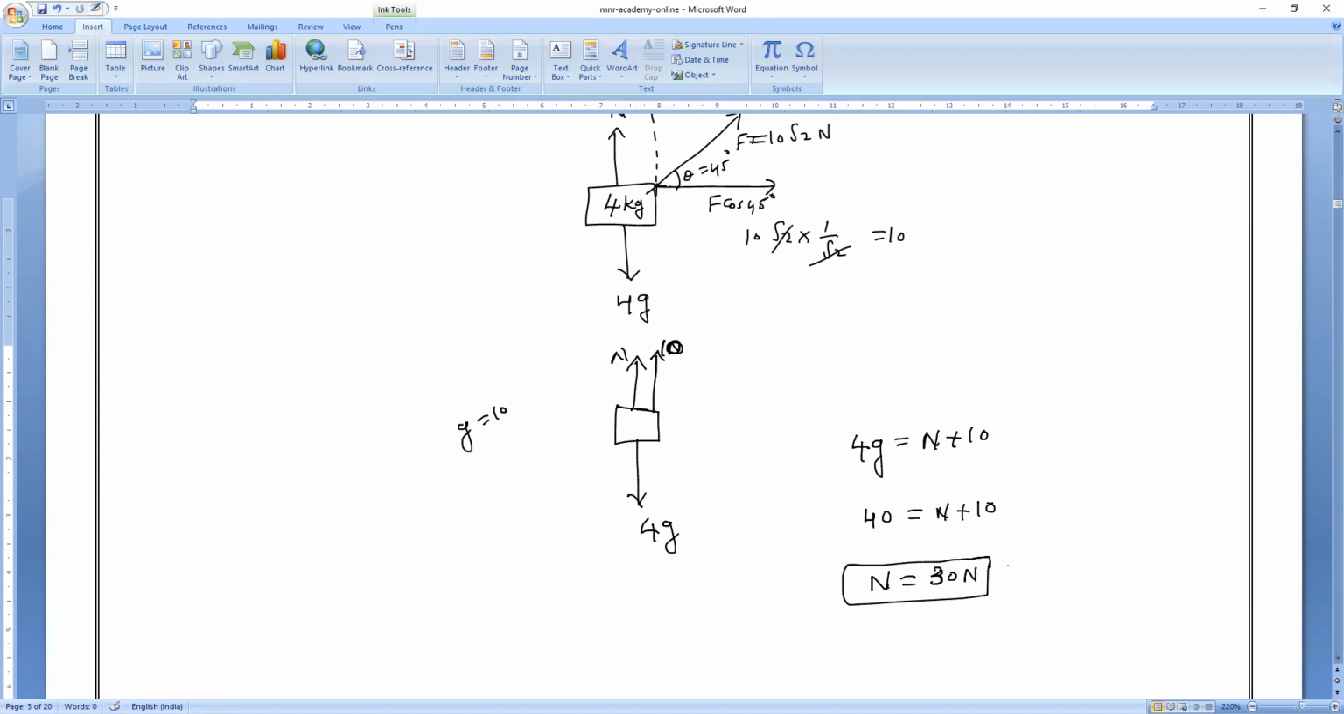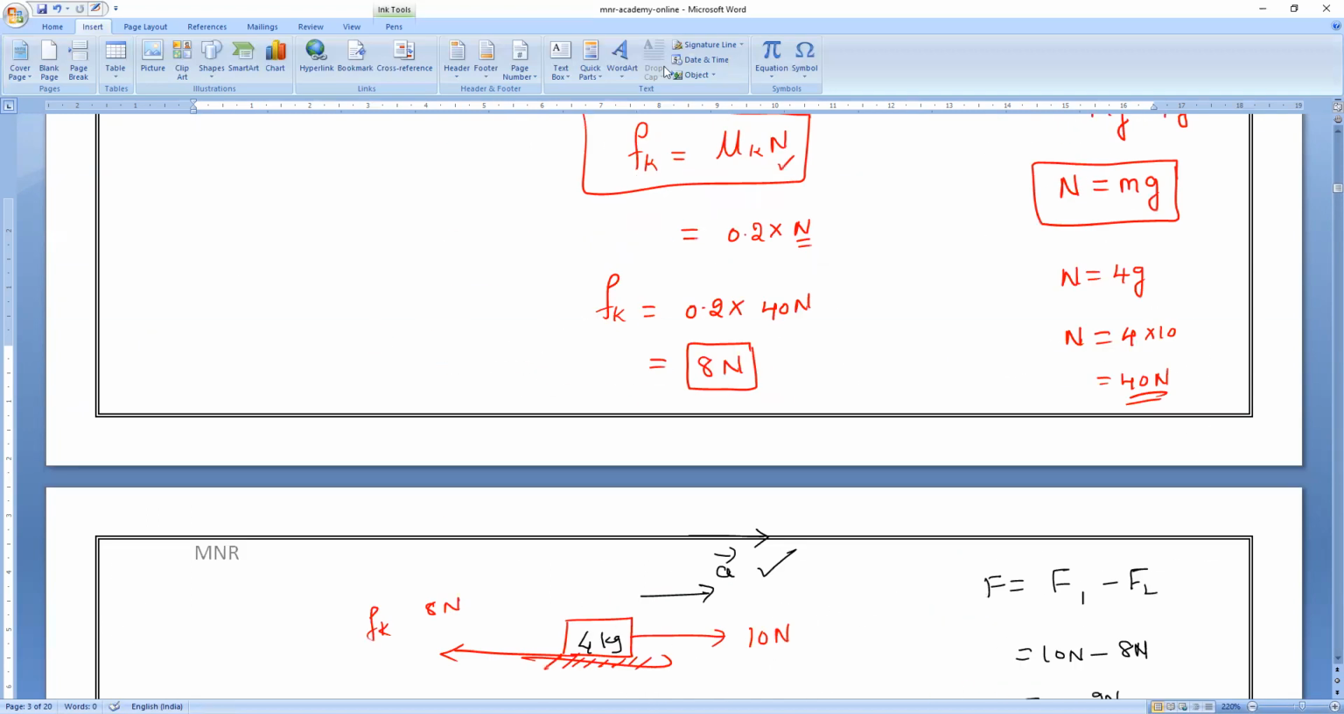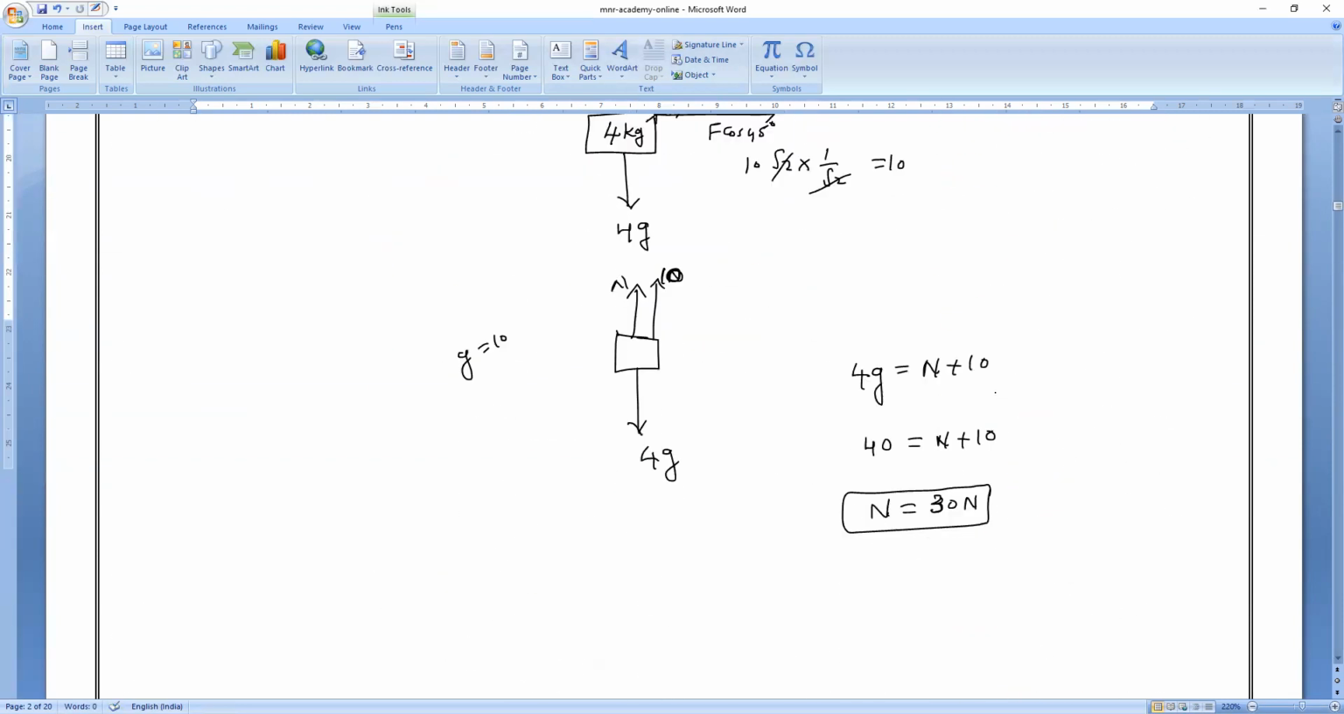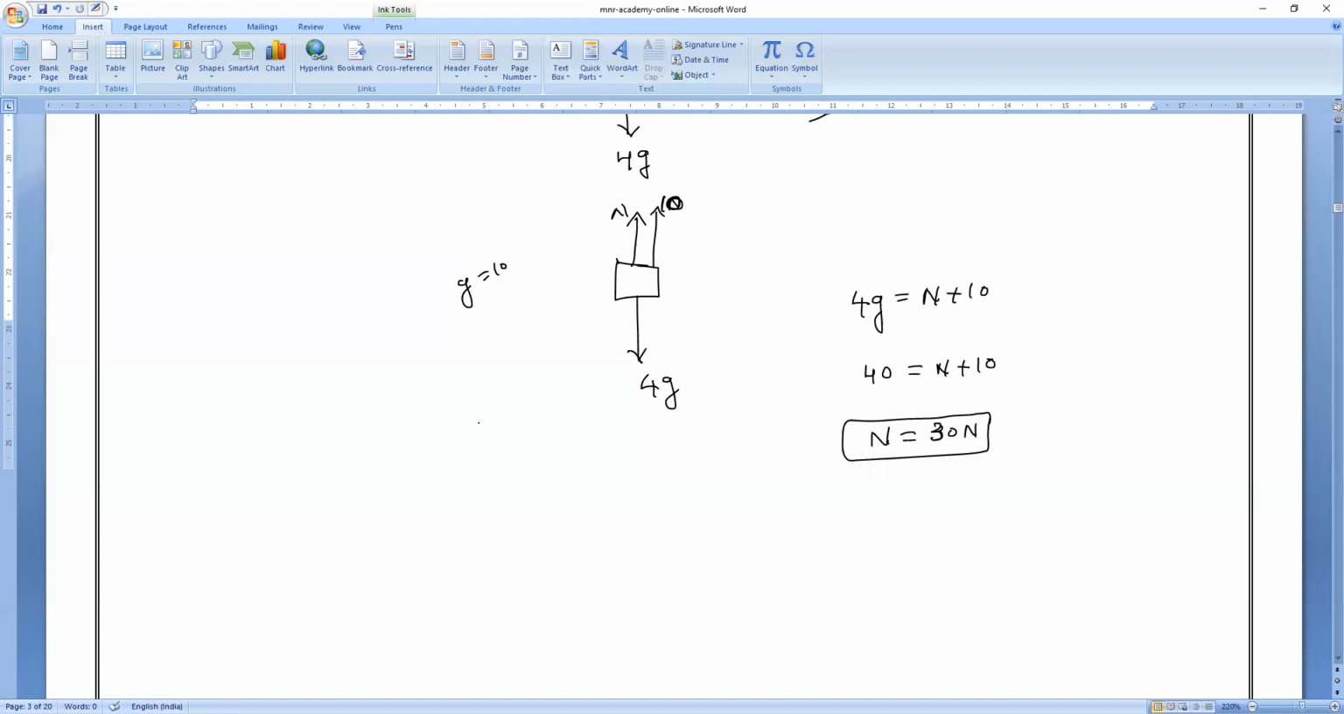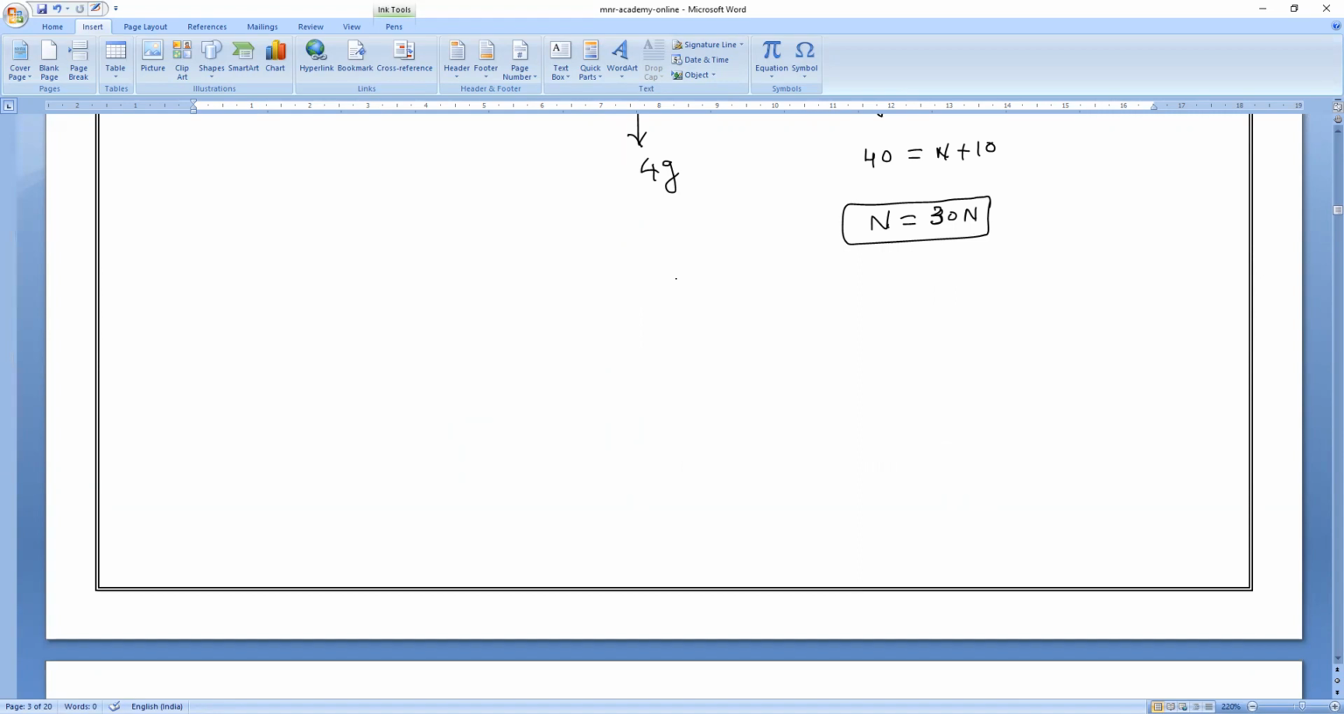Clear, everybody? So before, in the earlier case, what is the normal reaction? 40. Am I right, all of you? And now what is the normal reaction you got? 30. 20 only. So do you understand what is the difference between applying the force horizontally and applying it on an inclined surface? Everybody clear? That is what it is.